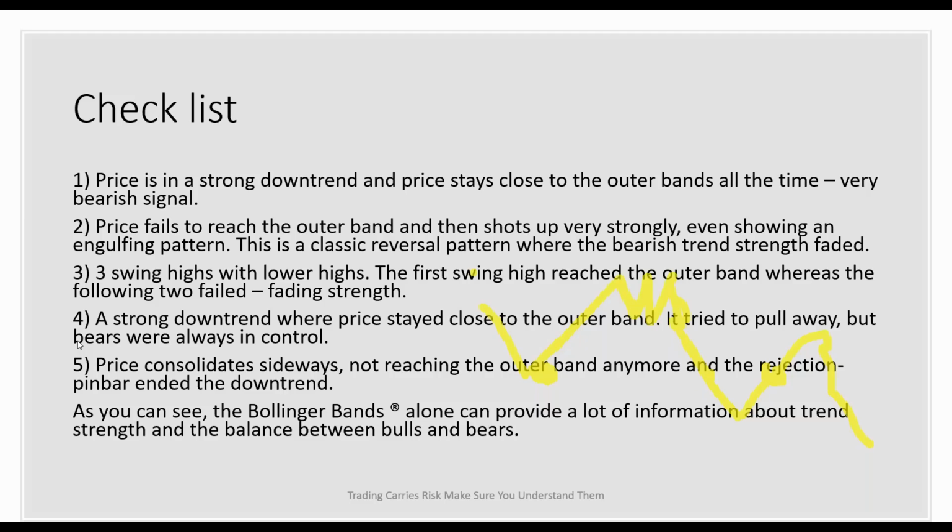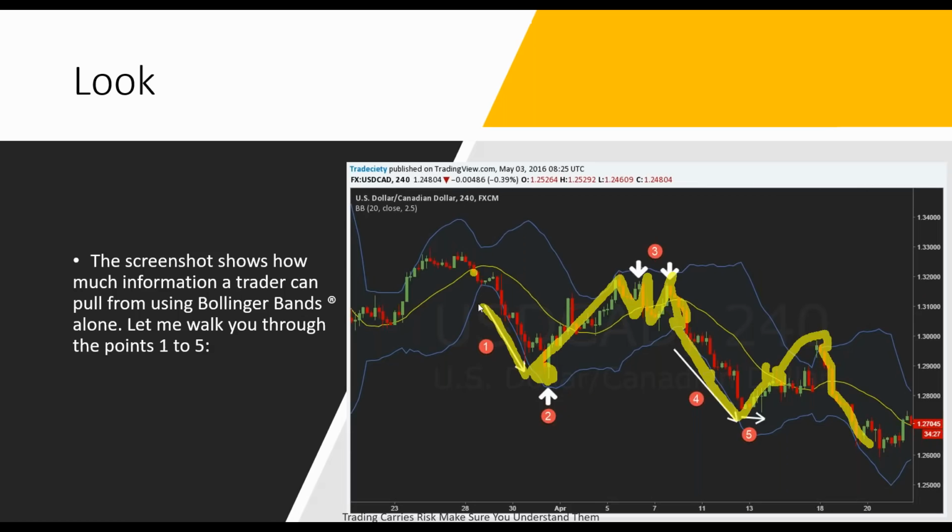So in 1, price is in a strong downtrend, and the price stays pretty close to the outer bands all the time, which is a very bearish signal. In 2, price fails to reach the outer band and then shoots up very strongly, even showing an engulfing pattern. This is a classic reversal pattern where the bearish trend strength has faded. In 3, we see 3 swing highs with lower highs. The first swing high reached the outer band, whereas the following 2 failed, showing fading strength.